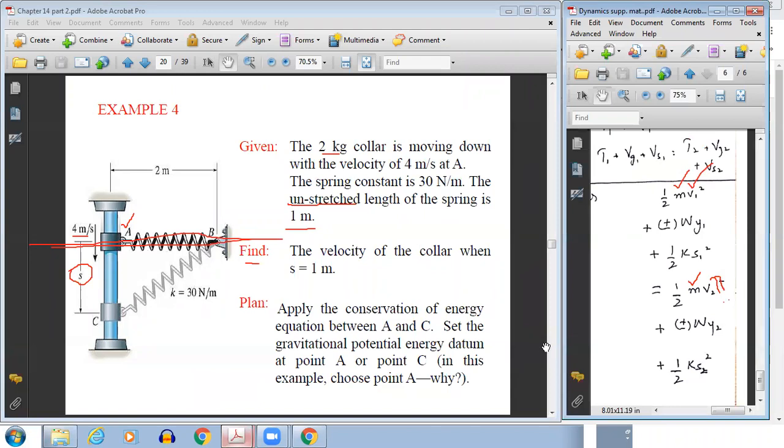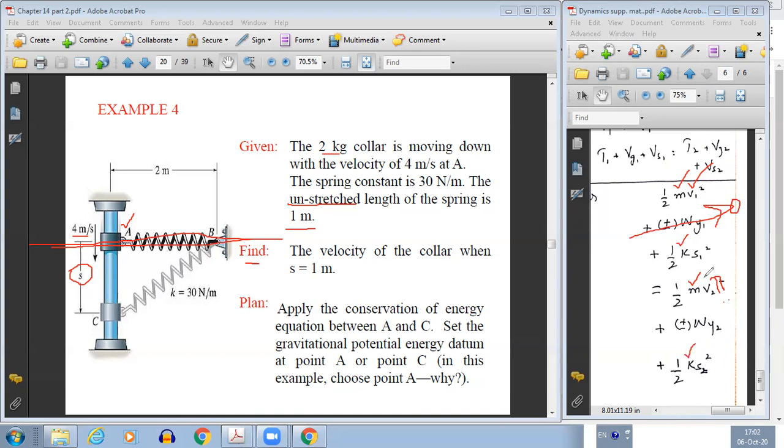So this is our datum now. If our datum is here at A, what do you think Y1 will be? Y1 will be 0, yes, because Y1 is actually at our datum. So this whole term goes to 0. The K value is given, so we know the K.